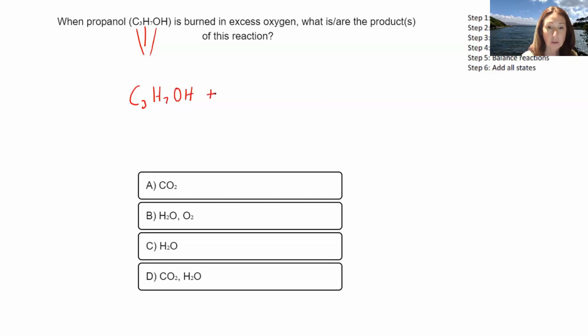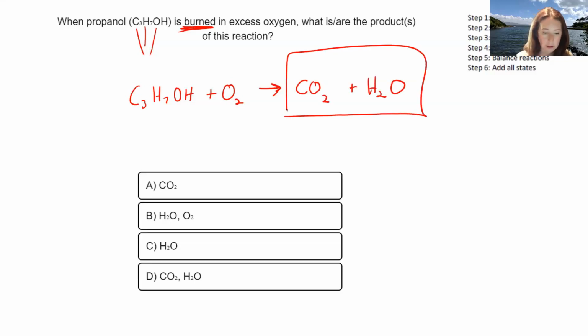C3H7OH. Whenever we burn anything, we can only burn things with oxygen, right? If you have a candle and you put a top on it, the candle goes out because there's no oxygen. So whenever it says anything burns, we're talking about a combustion reaction. The products of a combustion reaction are always the same. It's always CO2 plus water, right? So CO2 plus water.